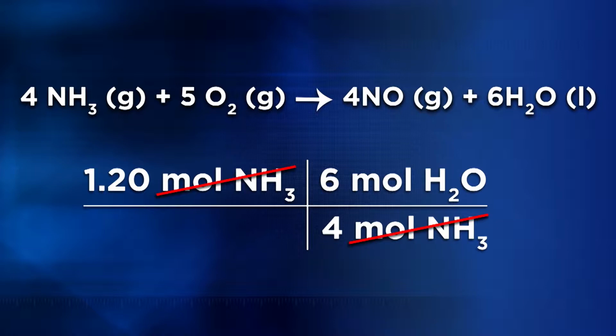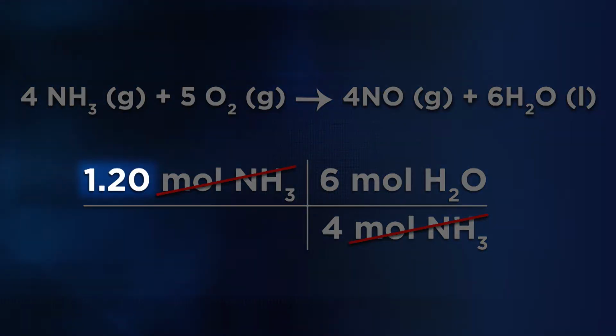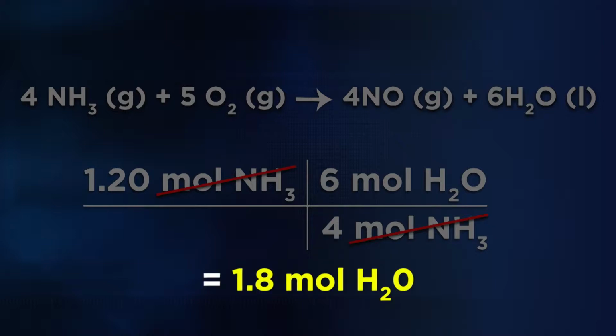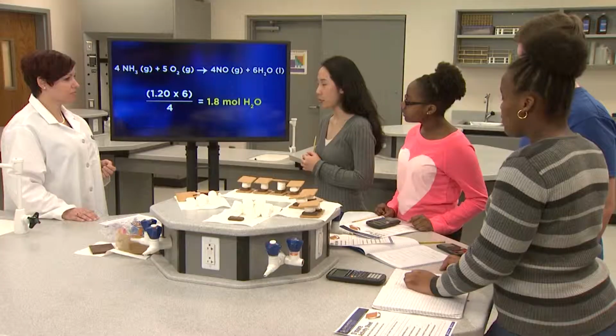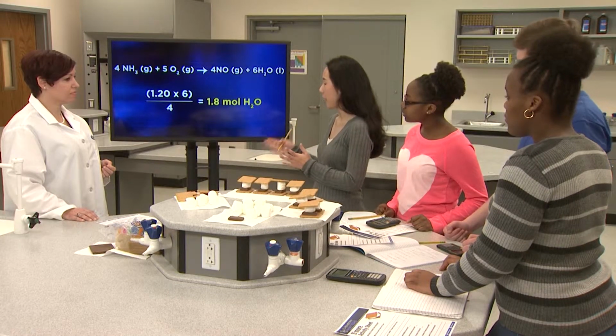So let's just multiply 1.2 times 6, and then divide that by 4, and our answer is 1.8. So 1.8 moles of water is the theoretical yield, and that amount of water can be made from 1.20 moles of ammonia according to that reaction.